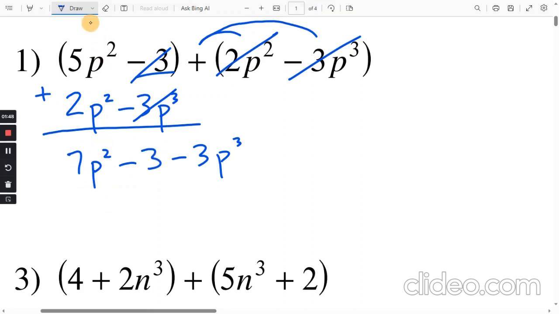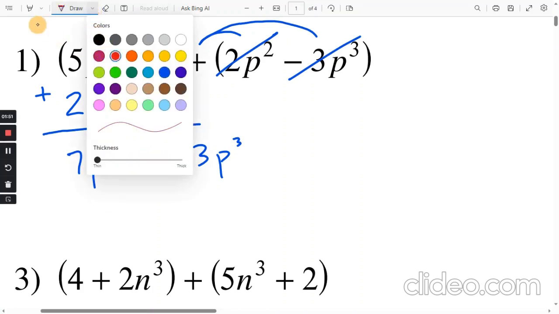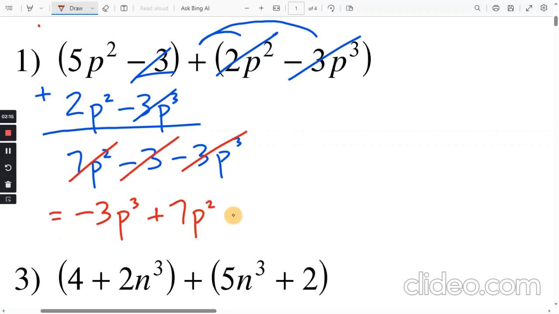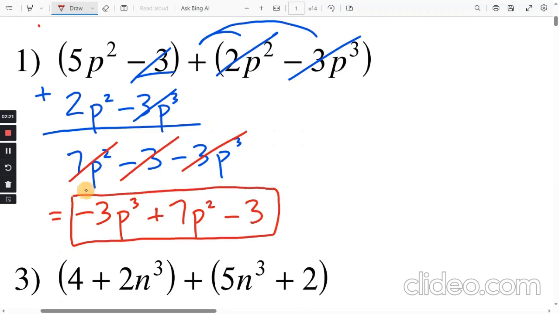Now, I will accept this as an answer. However, just to be complete, you're really supposed to put the largest exponents first and then count down. So the third power is the largest exponent. So I'm going to take the negative 3p to the third and write that first. And then the next largest exponent is second power, so positive 7p squared. And then finally negative 3. Really, these are the same answers, this one here and this one here. But if you want to check your answers, their answers are in this form.